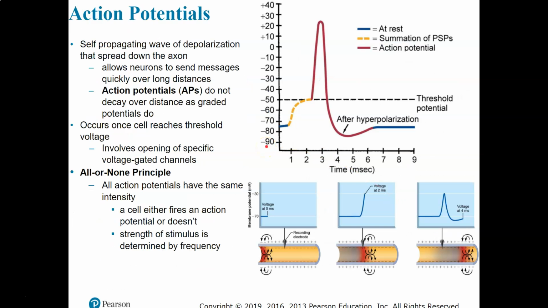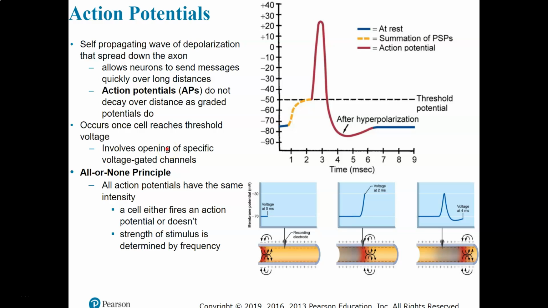So an action potential is this self-propagating wave of depolarization that spreads down an axon. And they move very quickly, and they send messages over long distances. They don't decay over distance as graded potentials do. They are always going to have the same intensity all the way down the axon. This is going to happen once there's enough depolarization of the cell for it to reach that threshold potential.